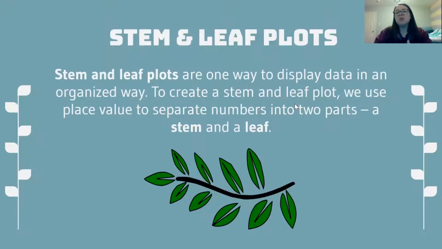I would explain to my students what a stem and leaf plot is. Hopefully some people might know it, some others won't. So I would explain the definition: it's one way to display data in an organized way. You're just showing a nice list of numbers in a very organized way. To create a stem and leaf plot, we use place value to separate numbers into two parts, a stem and a leaf. And then there's a beautiful picture to represent a stem and leaf plot.